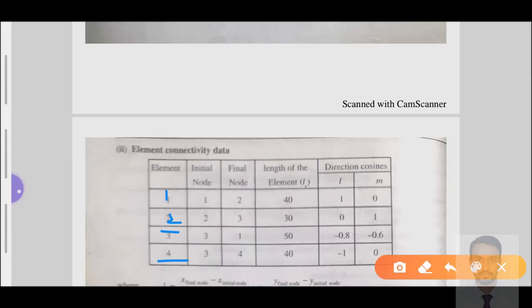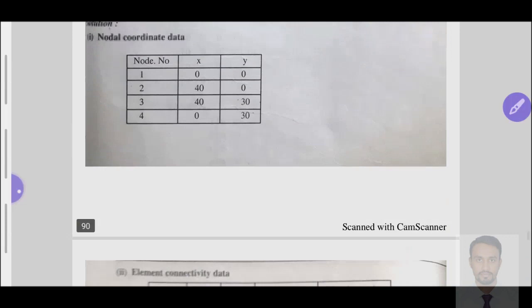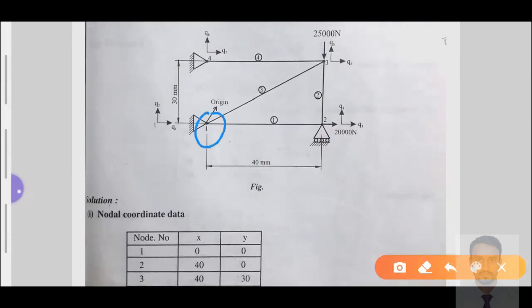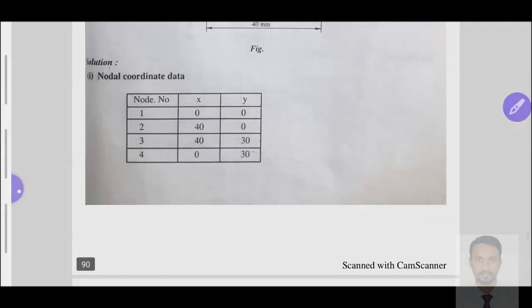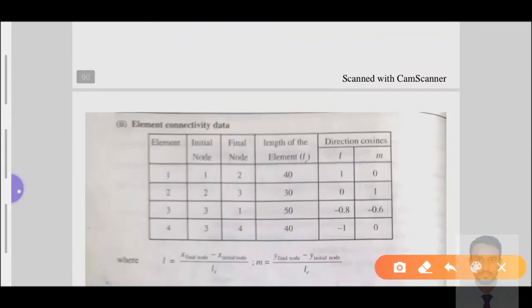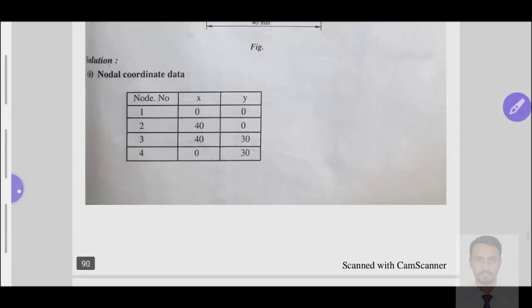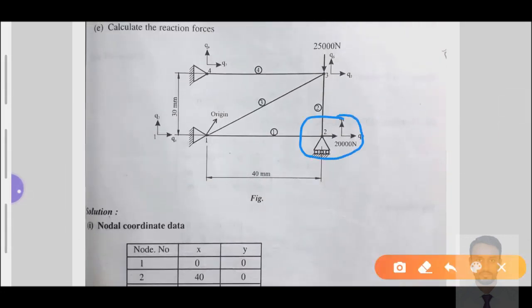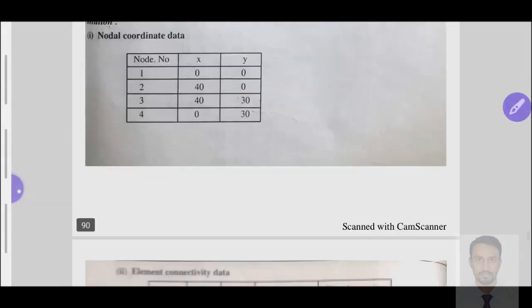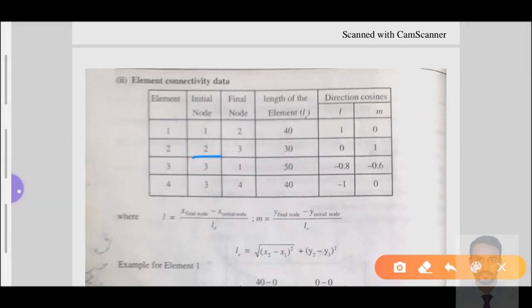There are 4 elements. Next, what is the initial node for element number 1? Element number 1 starts from node number 1 and ends at node number 2. That is the reason we have taken the initial node as 1 and the final node as 2. Element number 2 starts from node number 2 and ends at node number 3. So for element number 2, the initial node is 2 and the final node is 3.